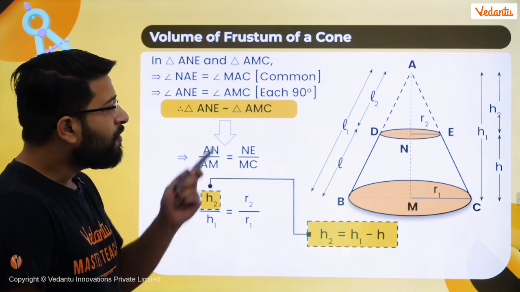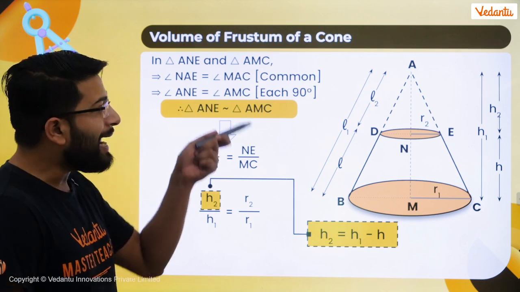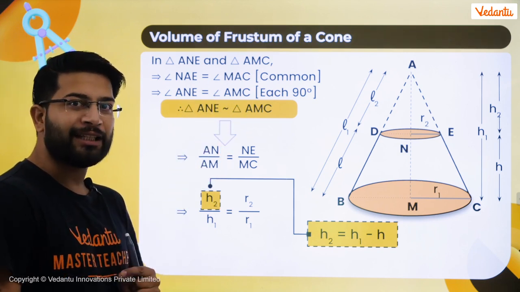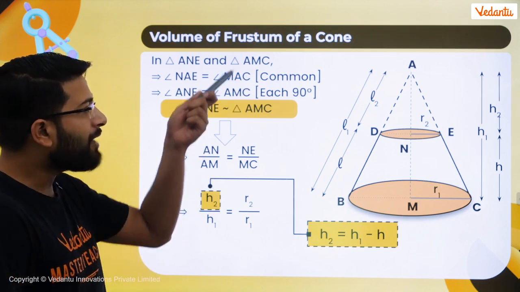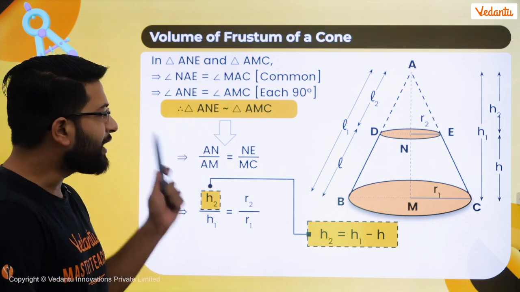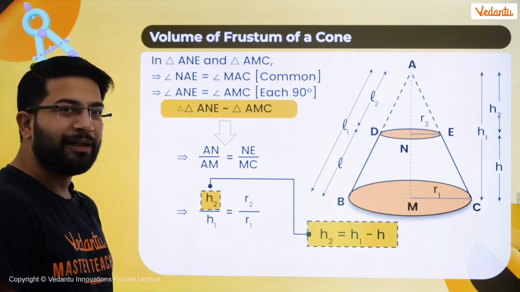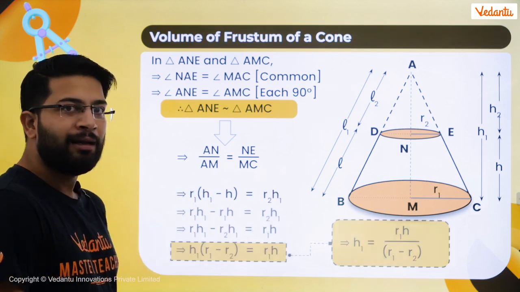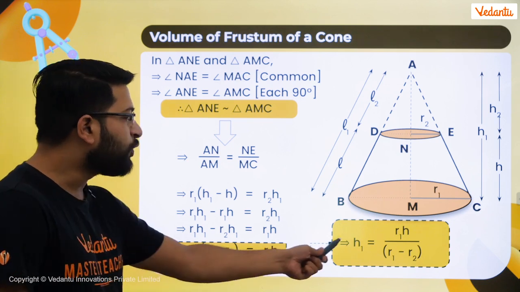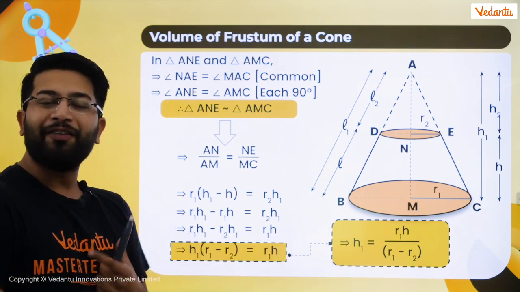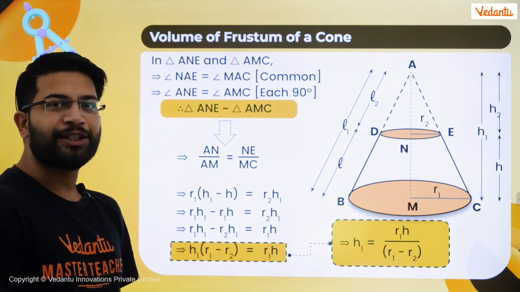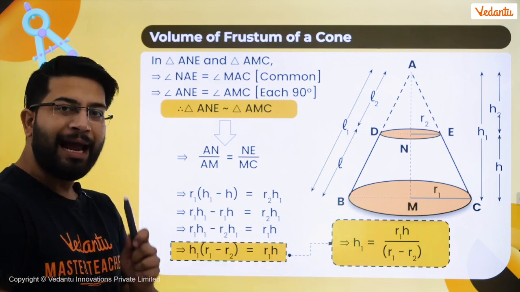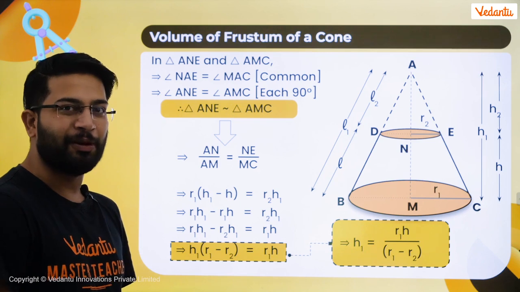Now, champ, from the diagram, we can see that we don't need the height H2. We want H1 and H. So, champ, H2 can be written as H1 minus H. Simple substitution over here. So now from here, if we cross multiply, we will get the value of H1 in the form of H. Or we can say that we will get the relation between the height of the bigger cone, the height of the frustum, and the two different radii of the frustum also.